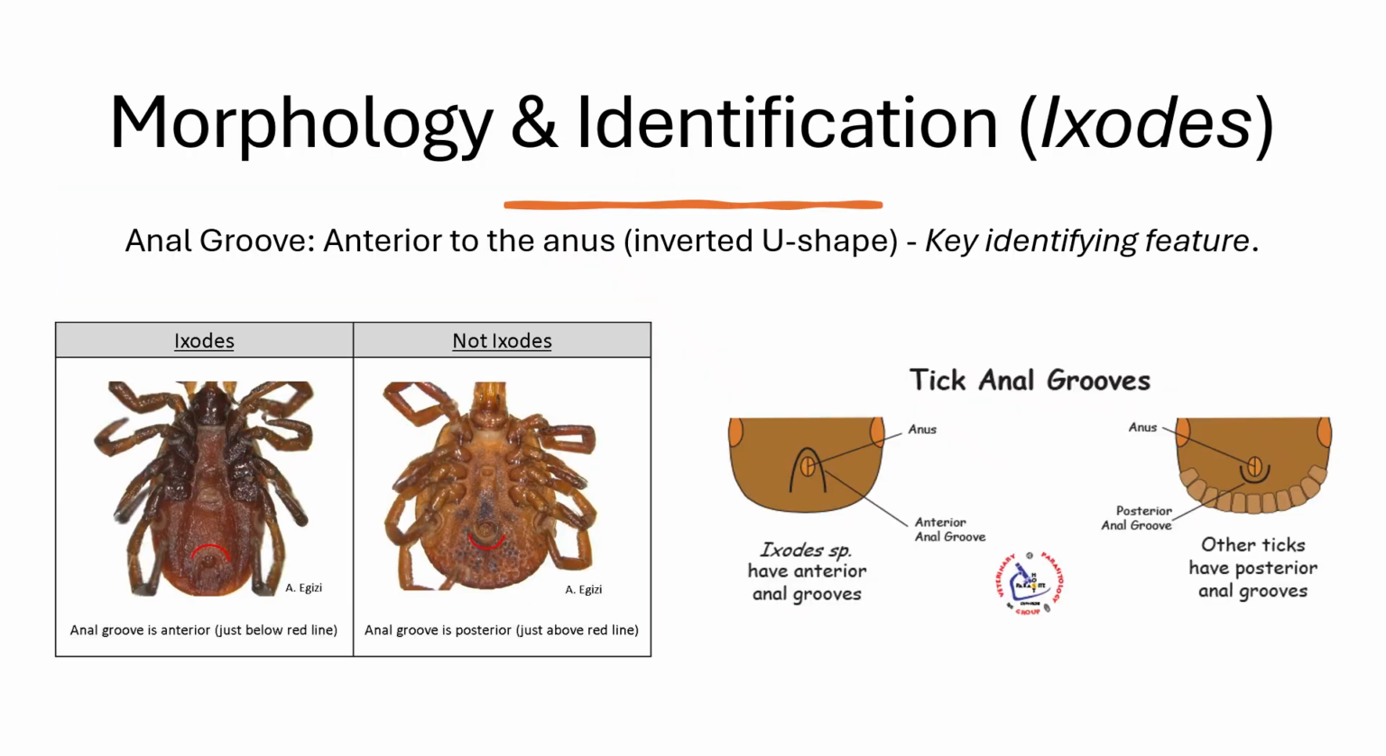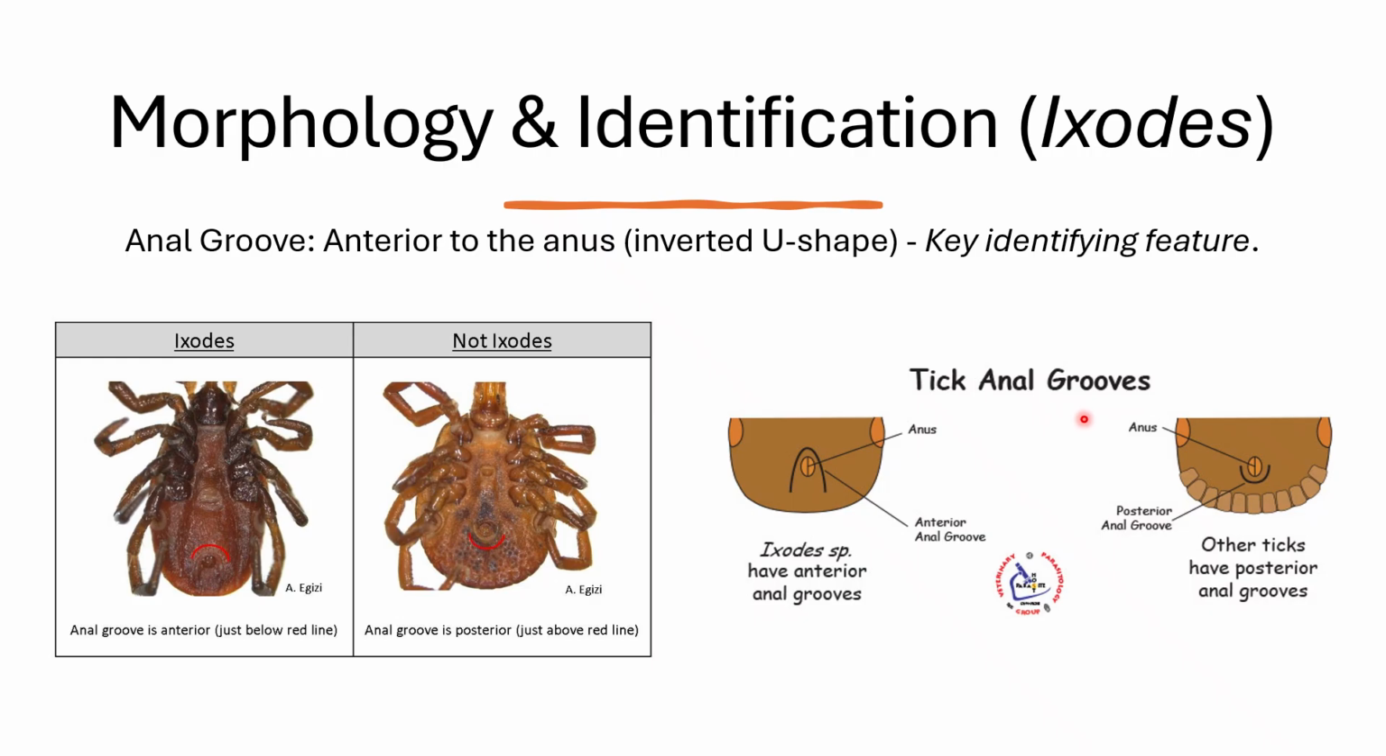For the morphology and identification of Ixodes, one key identifying feature is the location of the anal groove. Ixodes ticks have the anal groove located anterior to the anus. This is a diagram showing the differentiation between Ixodes and other ticks. For Ixodes, the anal groove is again anterior to the anus. This tick is not an Ixodes tick because the anal groove is posterior to the anus.